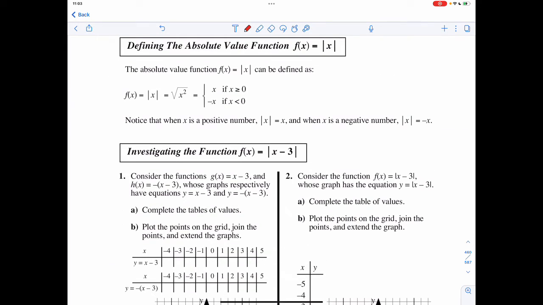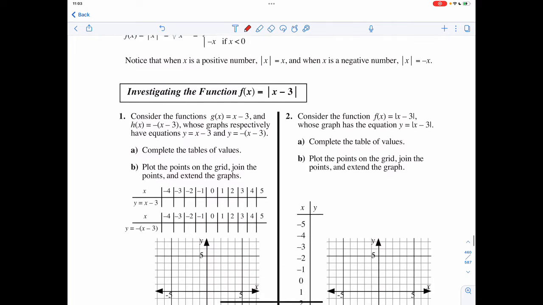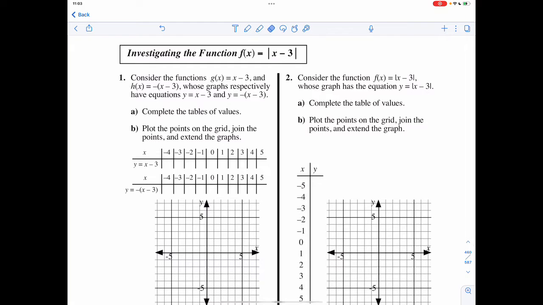So we can always say the absolute value of a function can be defined as f of x, where it's the absolute value of x, or the square root of x squared, if x is greater than or equal to 0, then y would look like x. If it's less than 0, it's going to look like the negative version. Now, what happens when we add in a number inside of the absolute value?